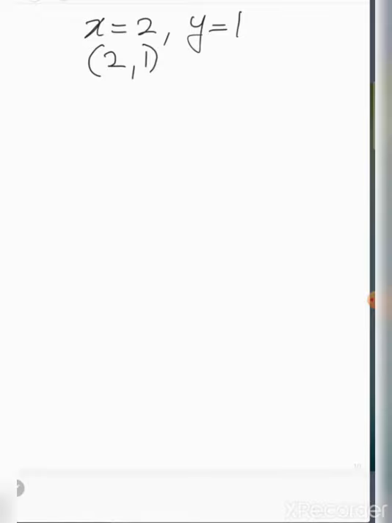Now we will learn how to find the solutions of a given linear equation in two variables. The first question given to you is 2x plus y is equal to 7. Now what is the first step? The first step is you will write y in terms of x. So y will be equal to 7 minus 2x.